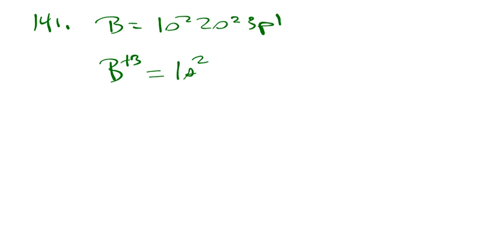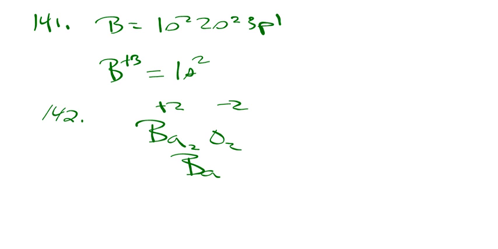And let's see, two more to go. 142. Write the formula for barium oxide. Barium plus oxygen, cross them over, you get a 2 and a 2, and you got to switch. You got to reduce it. So BaO. 143. Boron chloride is BCl3.